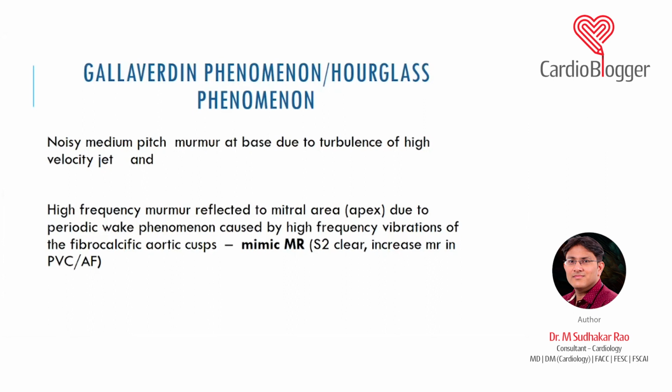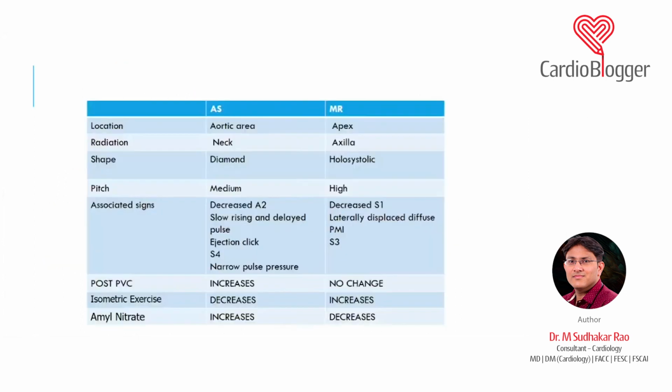Whereas after a PVC, there is a great beat-to-beat variation in an aortic stenosis murmur, because it is an outflow murmur. That is why beat-to-beat variation is there in aortic stenosis murmur. An MR murmur doesn't have beat-to-beat variation. Amyl nitrate decreases the aortic pressure, so the AS murmur increases, whereas amyl nitrate decreases the SVR, and so the MR murmur decreases. So this is how you have to distinguish between an MR murmur and an AS murmur.